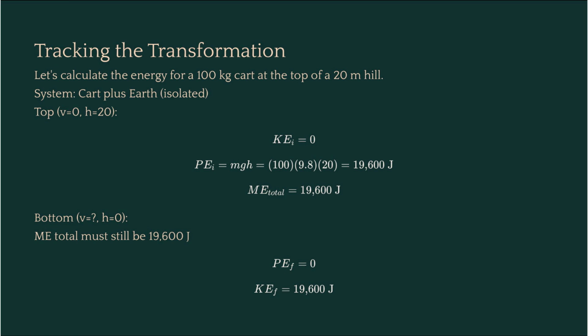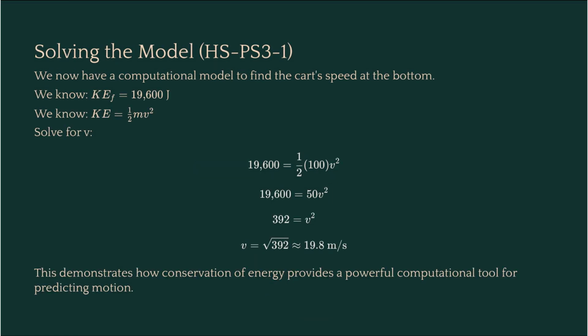This is the computational part of the standard. We can calculate this. Imagine a 100 kilogram cart at the top of a 20-meter hill. Its initial PE is mgh, or 100 times 9.8 times 20, which is 19,600 joules. Since it's at rest, its KE is 0. The total ME of the system is 19,600 joules. Now let it roll to the bottom. In our isolated system, the total ME must still be 19,600 joules. But since it's at h equals 0, its PE is now 0. This means all 19,600 joules must have been converted to KE. So we know the cart has 19,600 joules of KE at the bottom.